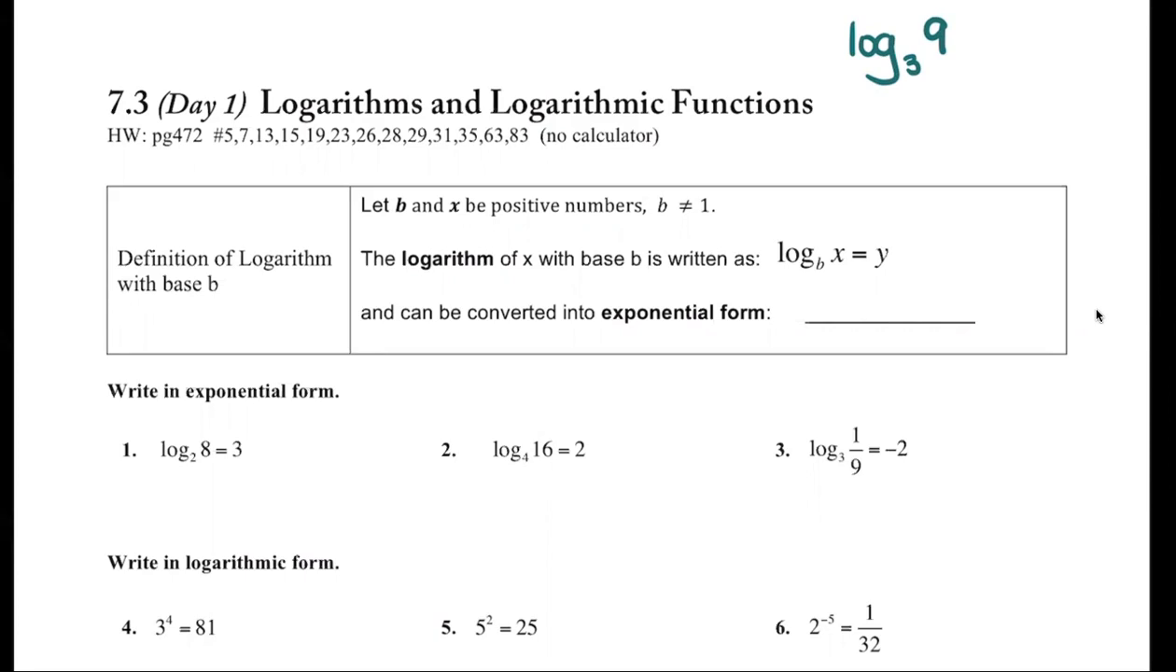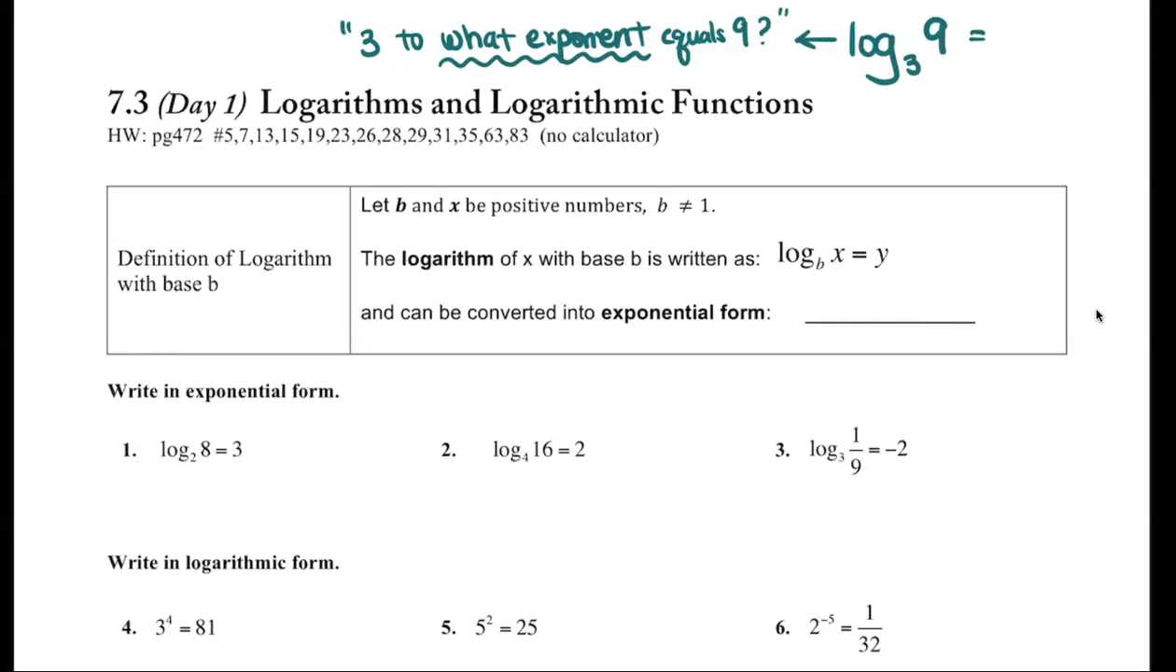Okay, now let me translate this for you. What this actually means is, 3 to what exponent equals 9? That is all that this log is asking for. 3 to what exponent equals 9? So go ahead and put that answer in the chat. 3 to what exponent gets me 9?